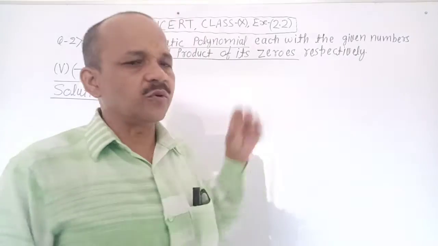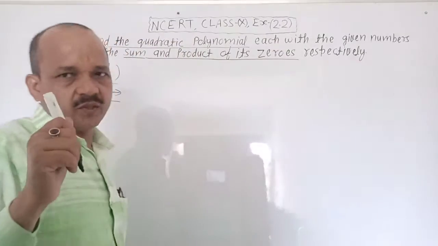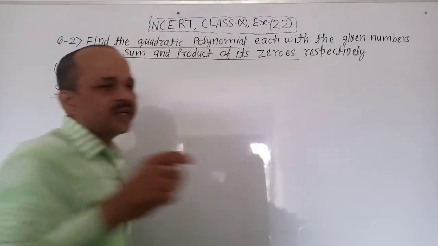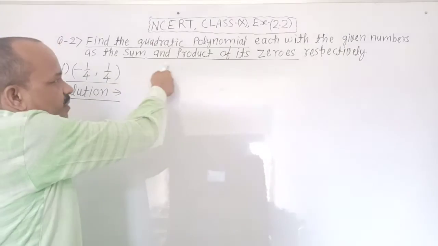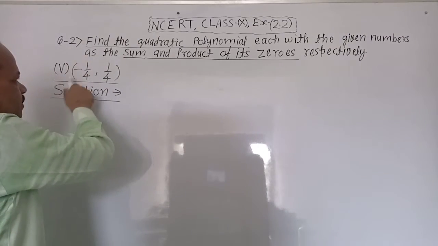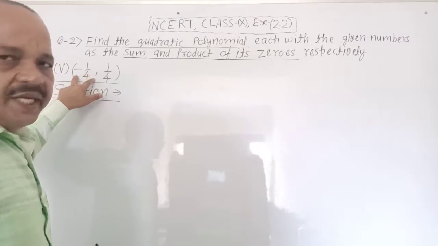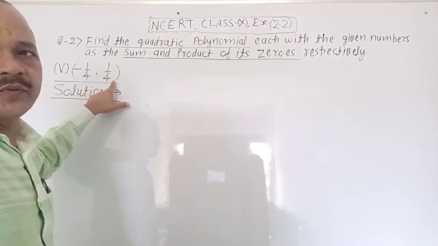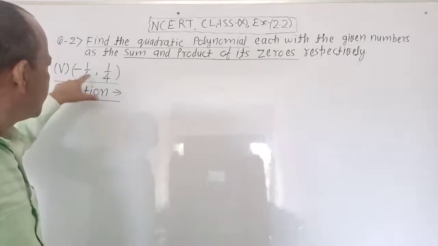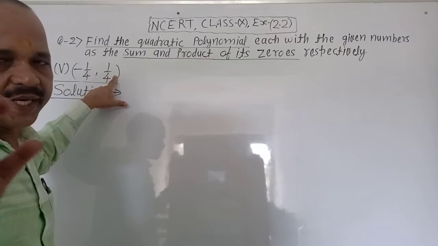Very good. See the board. NCERT class 10 exercise 2.2. Question 2. Find the quadratic polynomial with the given numbers as the sum and product of its zeros respectively. Question 2 part 5. Minus 1 by 4 and 1 by 4. Here the question is minus 1 by 4 and 1 by 4. Minus 1 by 4 is the sum of zeros. And 1 by 4 is the product of zeros. It is clear, no confusion about it.